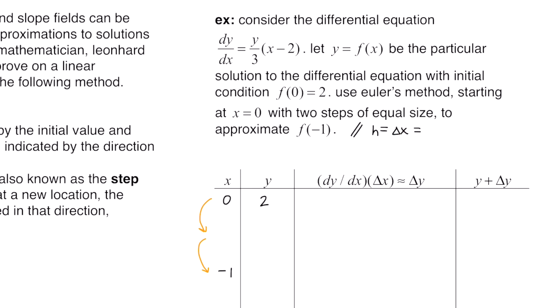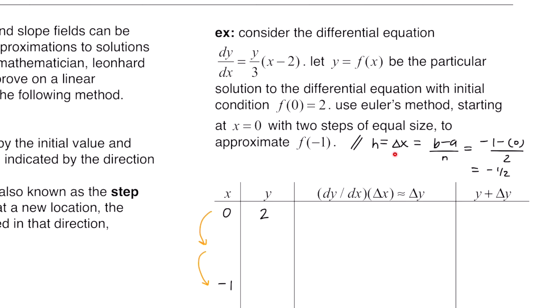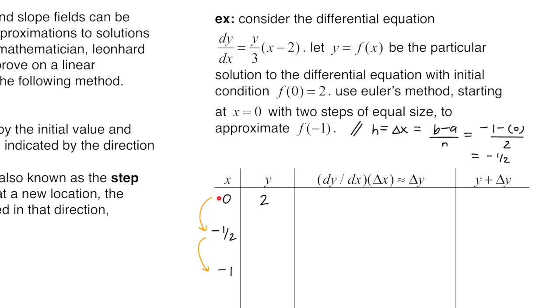can think of it as (b minus a) over n. You're starting at 0, and you need to get to negative 1, so that's going to be your a and b, and n is the number of steps. So you get -1/2 as your change in x. So you're going 0, and then you add -1/2 to get to -1/2. Then you add -1/2 again to get -1. So here's our slope formula, so we're ready to plug everything in.